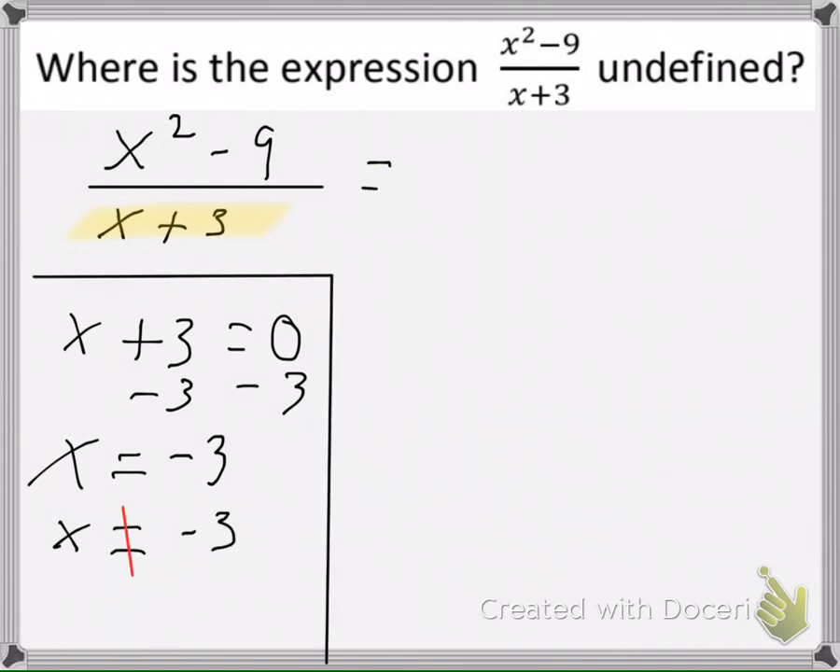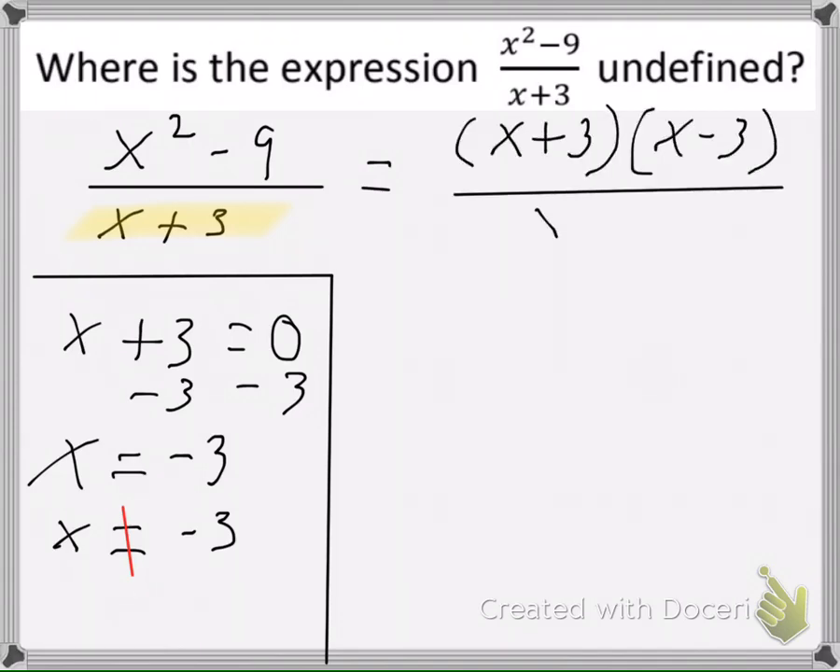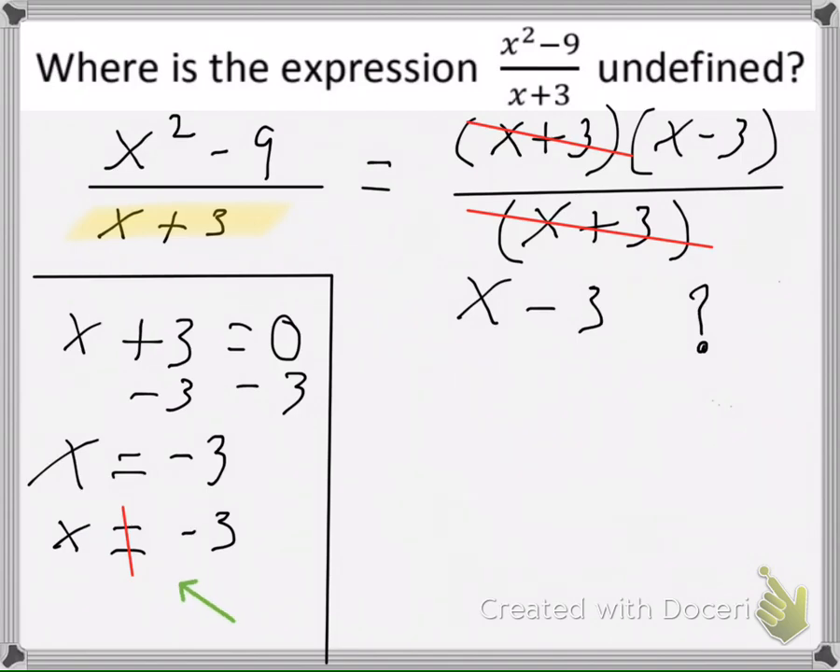However, here's the thing. If I was to factor the top, I would get x plus 3 times x minus 3, over x plus 3. And I know that I should be able to cancel out the x plus 3 on the top and the bottom and just be left with x minus 3. So here's the question. Is x minus 3 still undefined at negative 3?